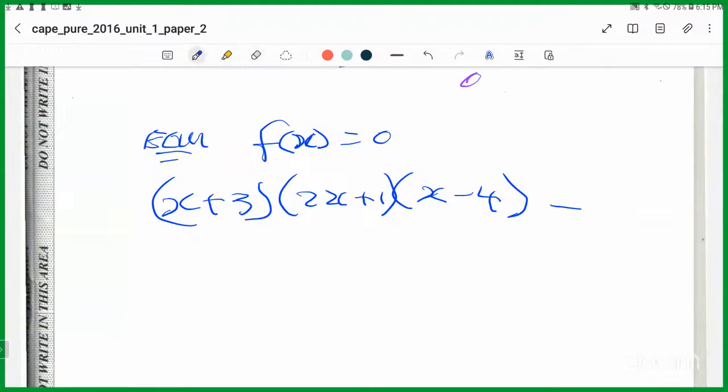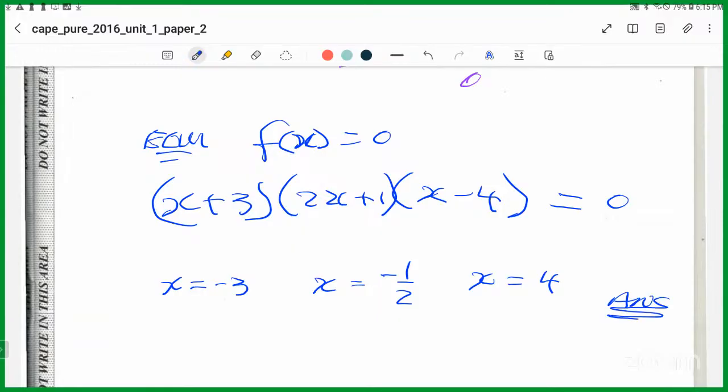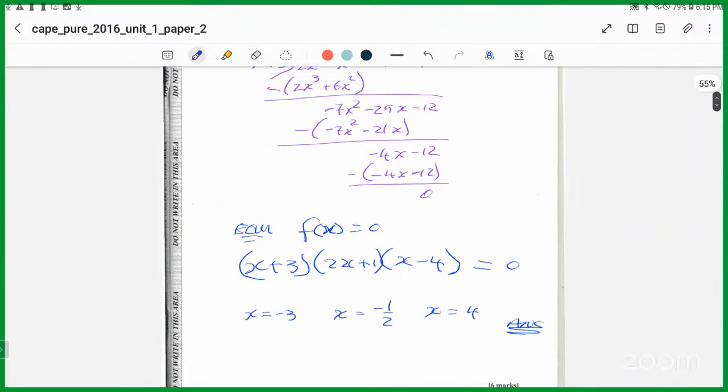The solution values. And so if this equals 0, you're going to get x equals negative 3. If this equals 0, you're going to get x equals minus 1 over 2. If this equals 0, you'll get x equals 4. And those are your solution values. That is it.